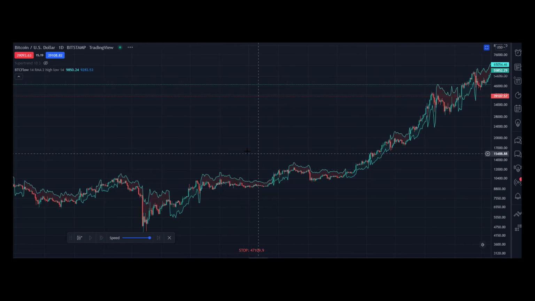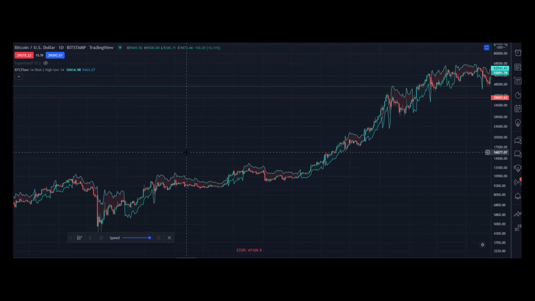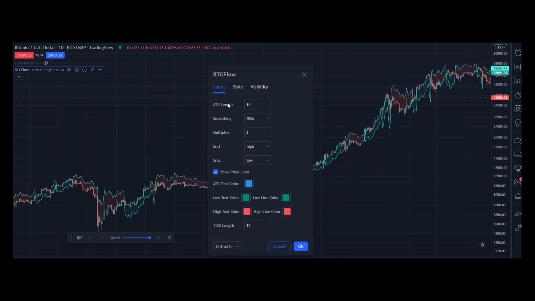Internally in this indicator, I'm using TRIX, squeeze momentum indicator, moving average, different things I usually like to use for my indicators. Let me explain here. As you can see, we have the ATR line. You can use this line for a trailing stop or a stop loss. Also the smoothing depends on the ATR, the multiplier, and the source. These are the settings for the ATR.